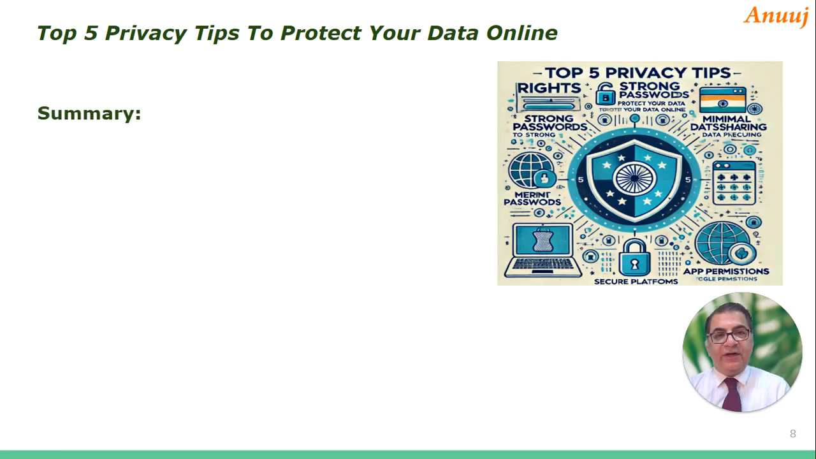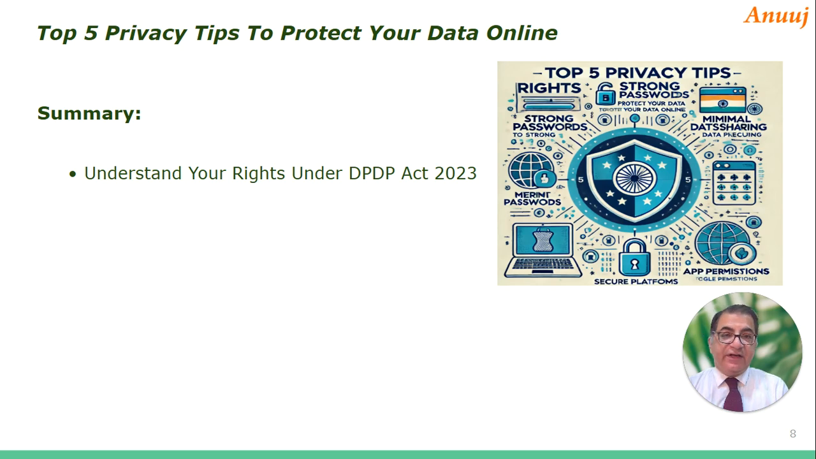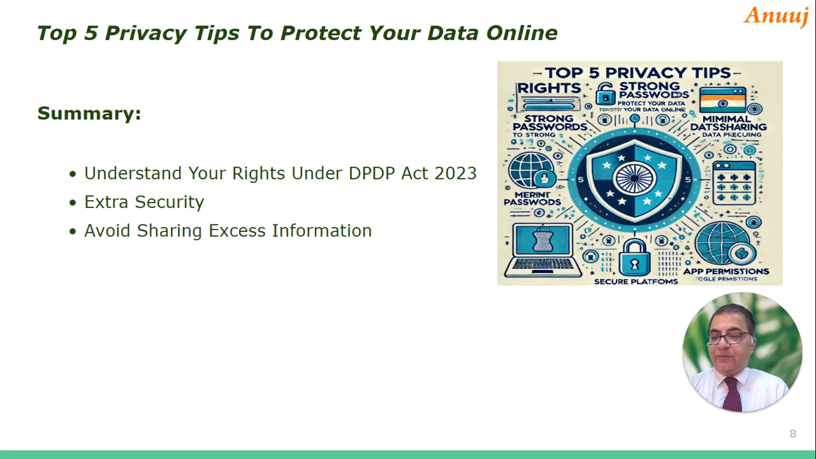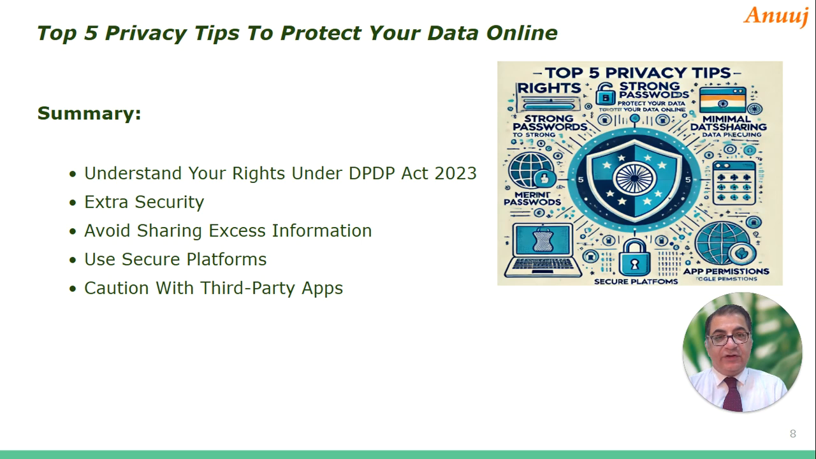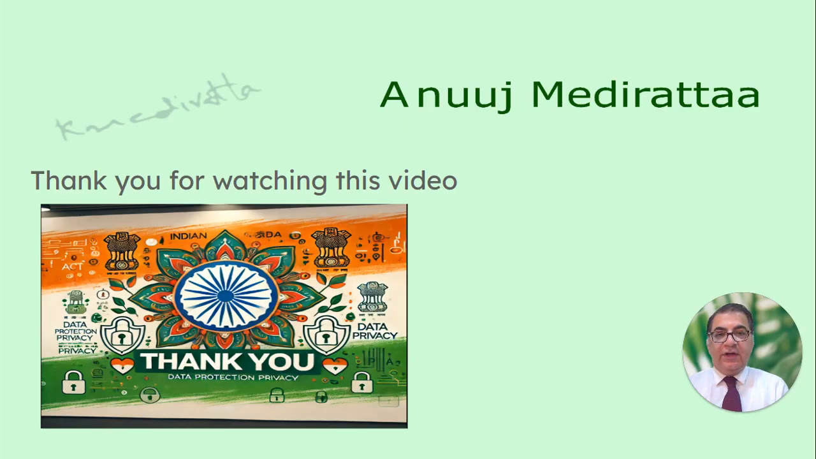So these are the 5 important tips, a quick summary of it. Understand your rights, exercise them well, be extra secure, privacy enhancement technologies, multi-factor authentication, very strong passwords. Don't share what is not required. Even if there is a column, if it is not mandatory or is not purposeful, don't share the information. Use secure platforms, secure networks, avoid using your devices in public areas, and be cautious with the third-party apps. So that's about the top 5 tips that I think you should, as a data principal, follow to ensure that your data is safe.